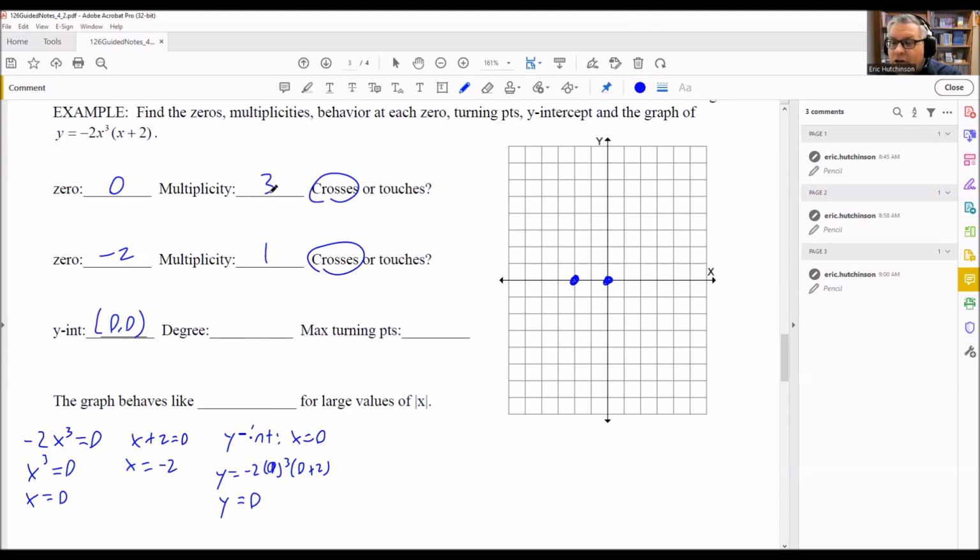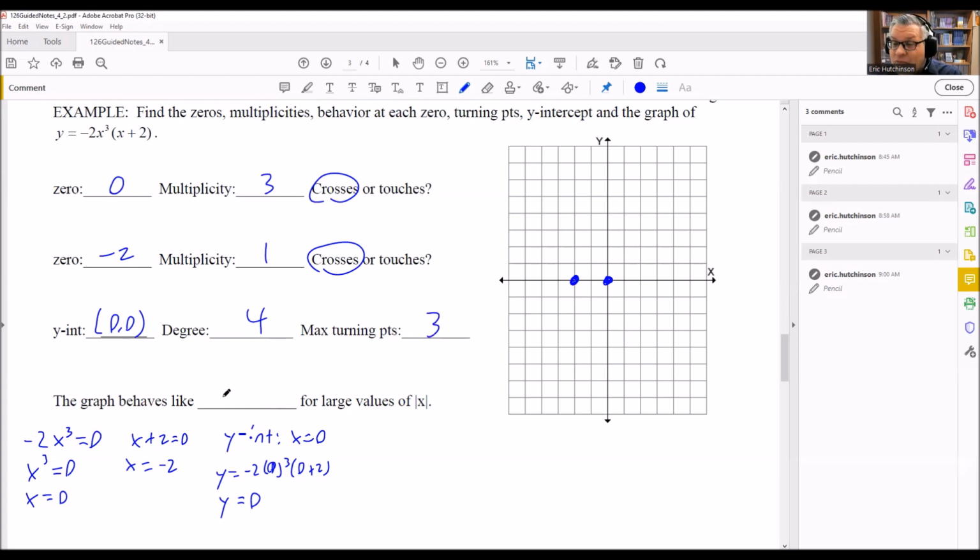The degree you can find by adding up the multiplicities. So if I add the multiplicities, I get a 4. The max number of turning points is always going to be 1 less than your degree. It's that formula n minus 1 that we're using here. So 4 minus 1 will give us 3.